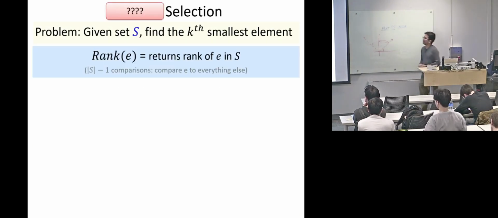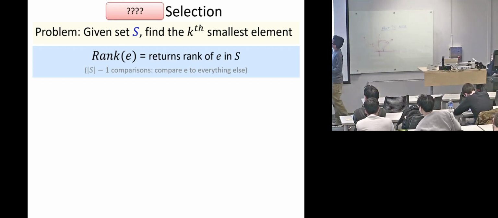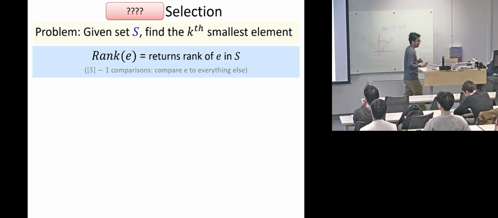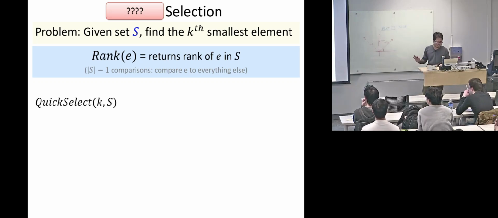So again, this is the problem. You have a set S of n numbers. You want to find the k smallest guy. So the algorithm is like this. I'm not going to tell you the whole algorithm yet. I'm just going to tell you the template, and you guess how to complete the algorithm.